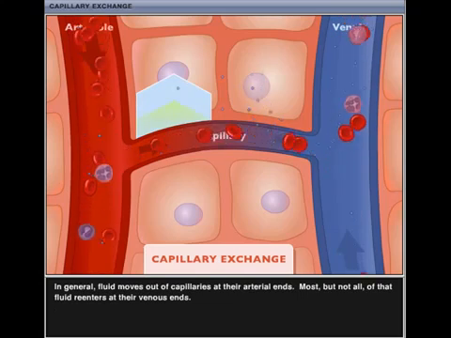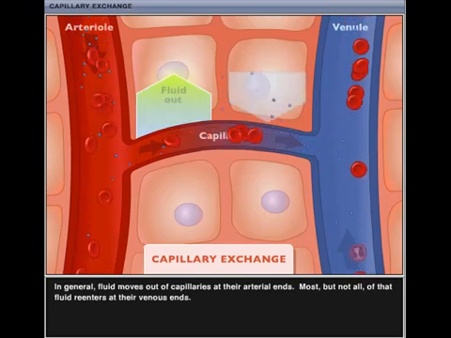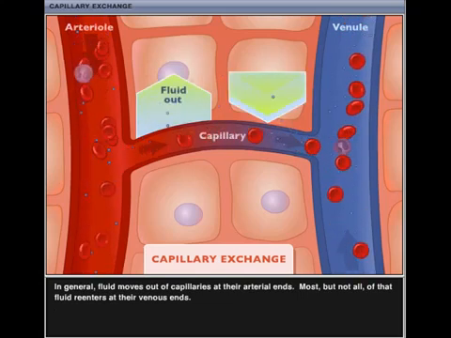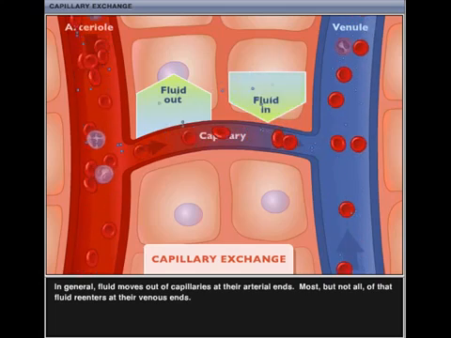In general, fluid moves out of capillaries at their arterial ends. Most, but not all, of that fluid re-enters at their venous ends.